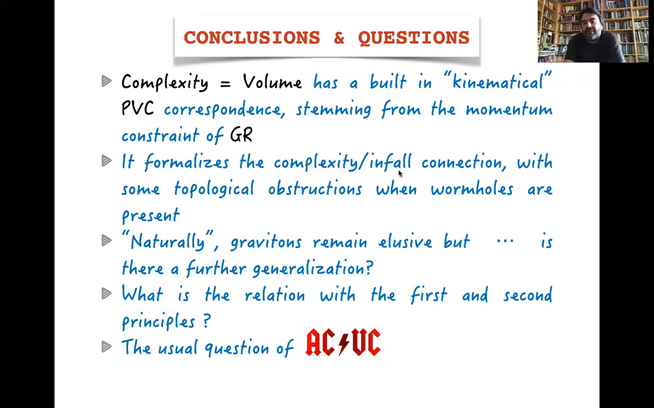between complexity and infall. We knew that this thing exists because we computed, from the beginning of the subject, we did examples, people did examples with thin shells, and you could see that this happens. But the question is whether this is kind of ingrained in the mathematics. And we found that it is almost completely ingrained in the mathematics with some caveats, like topological obstructions when the wormholes are present, because the notions of infall are conflicting. Okay? So you have to negotiate that.